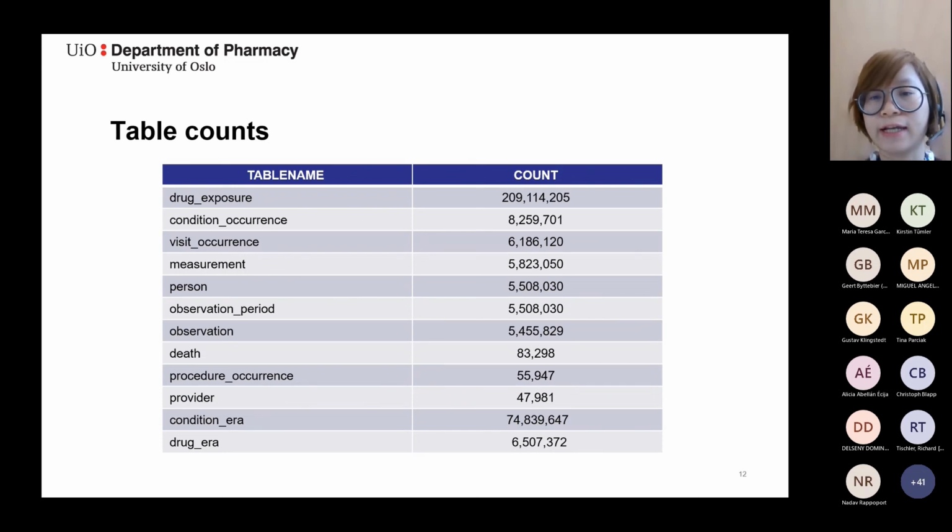So this is the count in each of the tables that I mentioned in the last slide. We have about 200 million counts in the drug exposure table, which is further reduced to about 74 million in the drug era table. I'm sorry, so this is 74 million counts in the drug era table, which is substantially reduced from the number in the drug exposure table, because the level of detailed information that you have in the two tables is different.